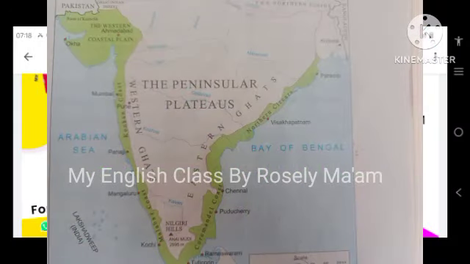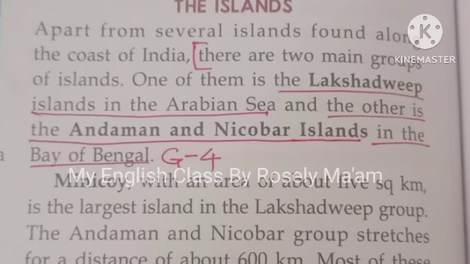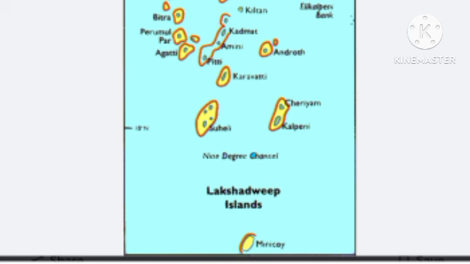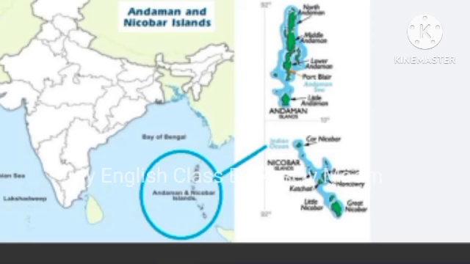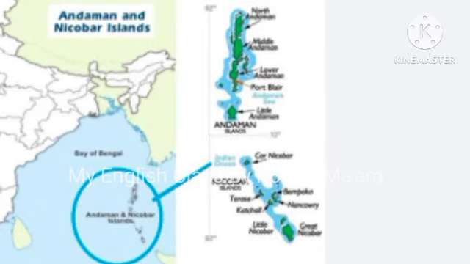And last is the islands. Apart from several islands found along the coast of India, there are two main group of islands, that is the Lakshadweep Islands, that is in the Arabian Sea, and the other is the Andaman and the Nicobar Islands, that is in the Bay of Bengal.